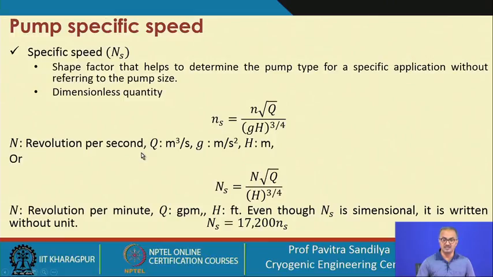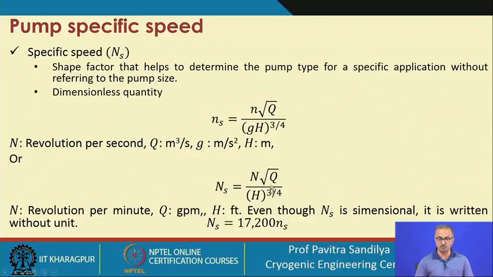This Ns is the specific speed, and this N is the speed of rotation in the pump, and it is given in revolutions per second. Depending on the actual operating parameters, we are finding these values. That means, whatever the best design parameters we have developed from our design analysis, based on those numbers we are getting these values of N. Then Q is in meter cube per second, and g is the acceleration due to gravity in meters per second square, and H is in meter. So, if you are using these SI units, whatever value we are getting is the specific speed.